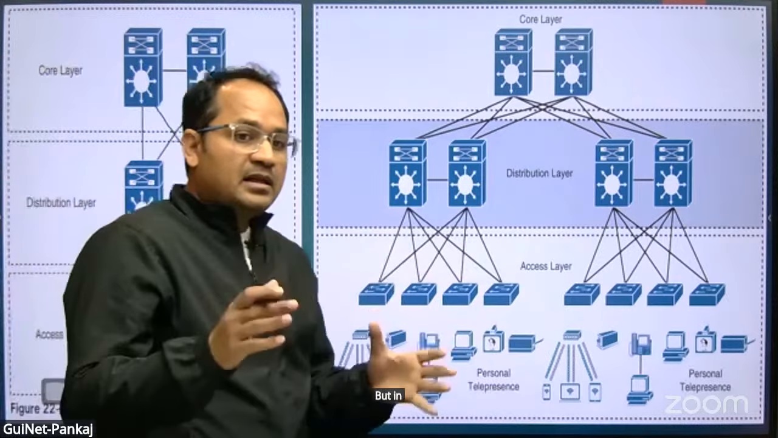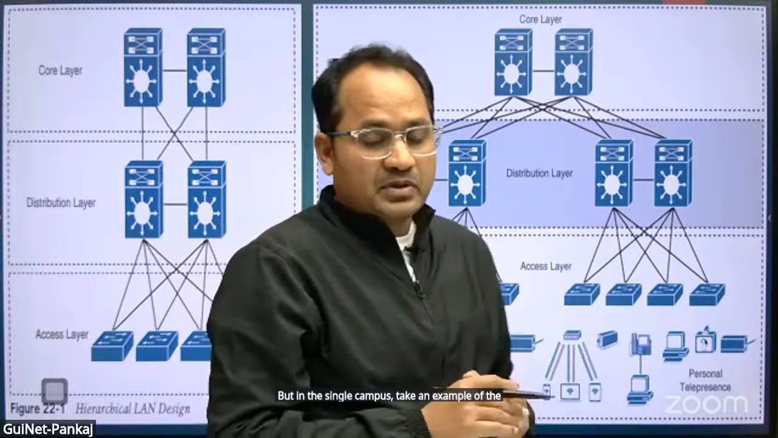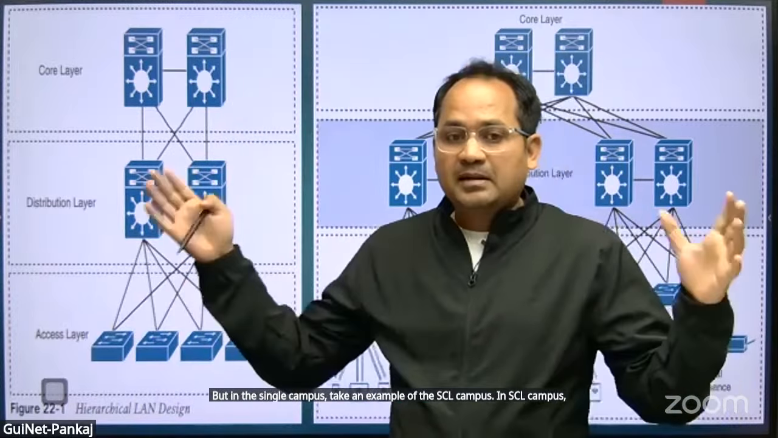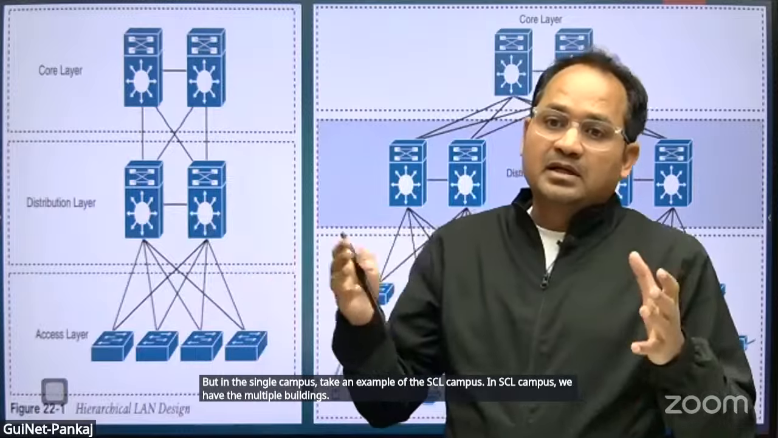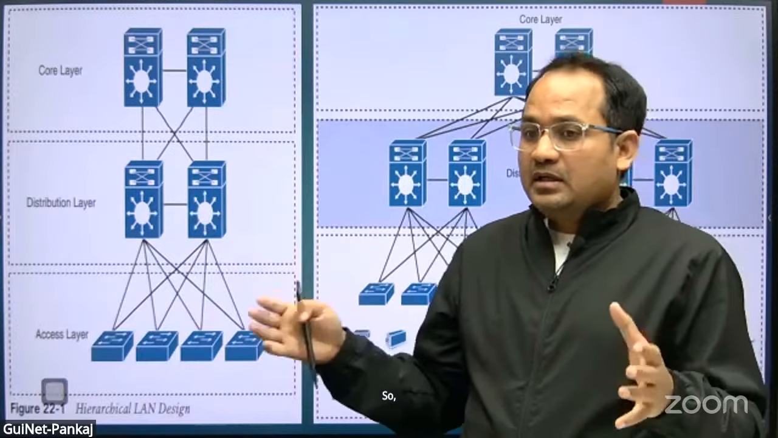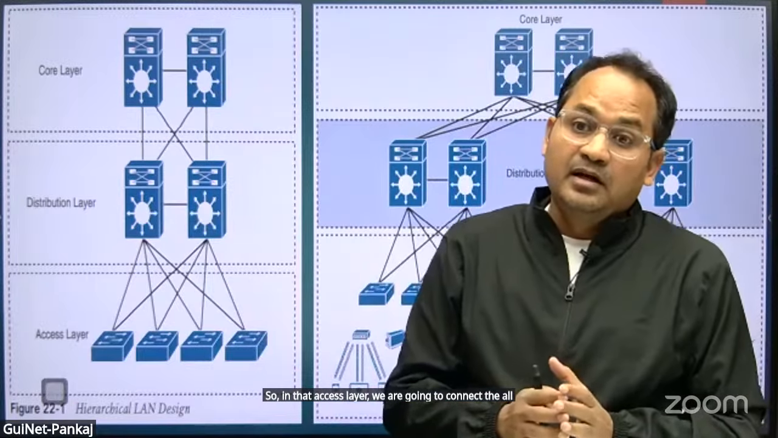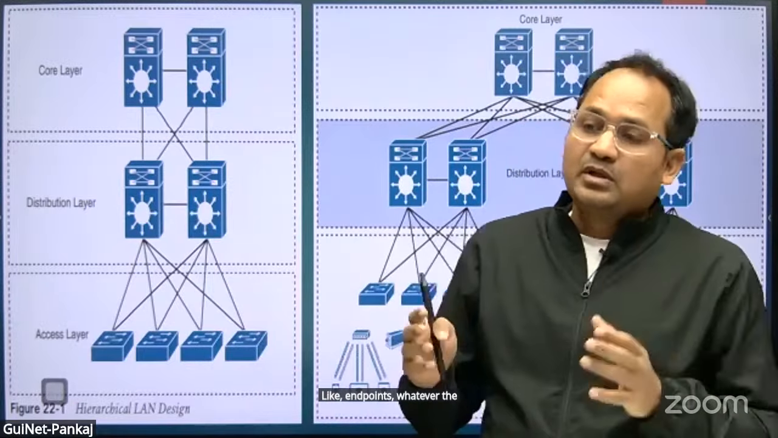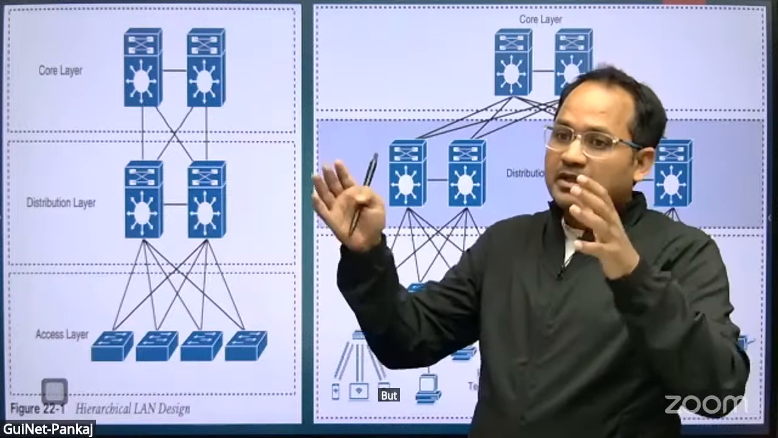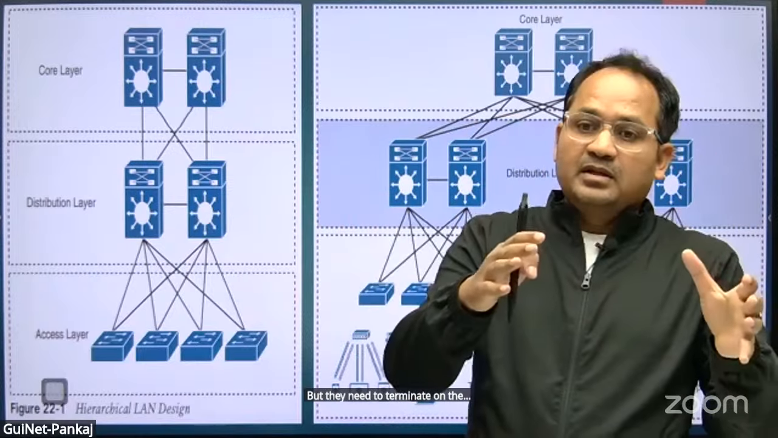But in a single campus, take the example of the SCL campus. In the SCL campus, we have multiple buildings and every building has an access layer. In that access layer, we connect all the endpoints, whatever devices we have to connect there. But they need to terminate on the distribution layer.